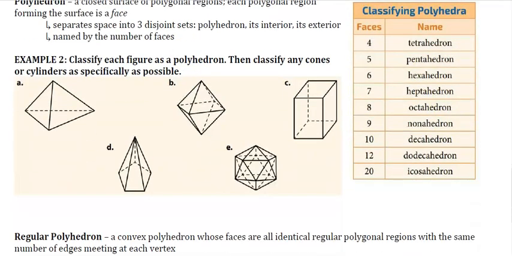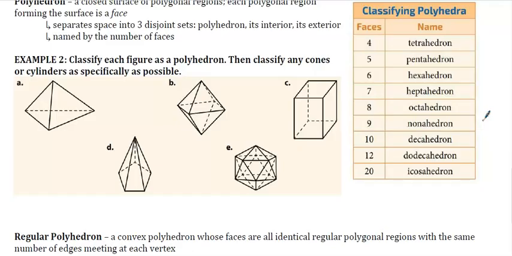All right, so example 2. Notice we do have this table over here to help you classify polyhedra, just like on the last one, we had help classifying polygons. So example 2 says classify each figure as a polyhedron. Then classify any cones or cylinders as specifically as possible. So anything that's a cone or a cylinder, we want to classify more specifically.